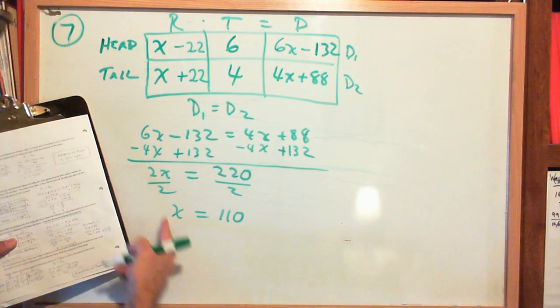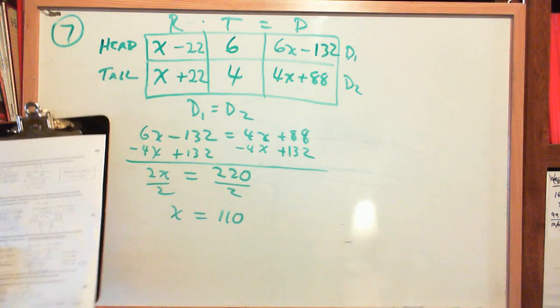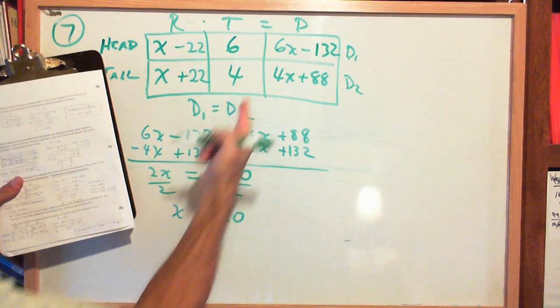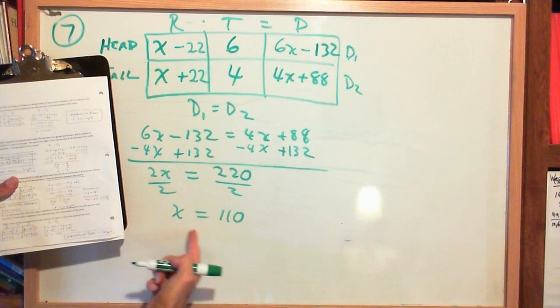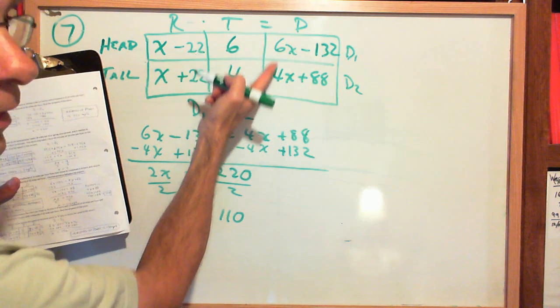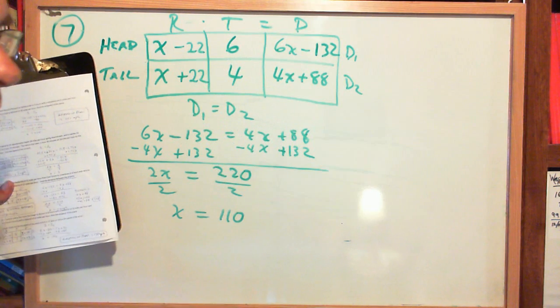Okay? So that's the speed of the boat. But that's not what they asked for. They said find the distance between the airports. But now that I know that x is equal to 110, I can choose either one of these because the distances are exactly the same.